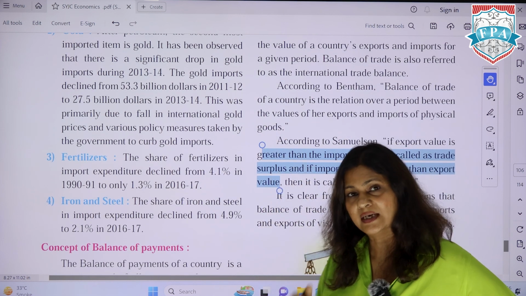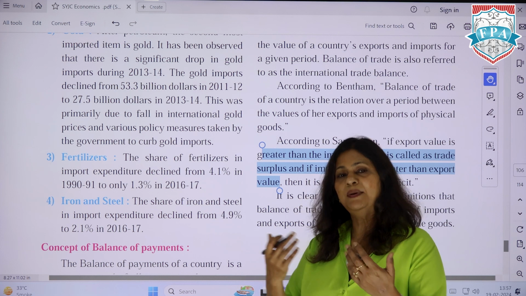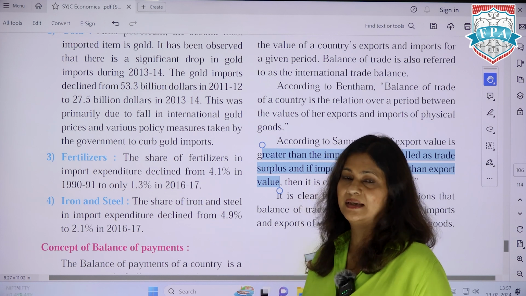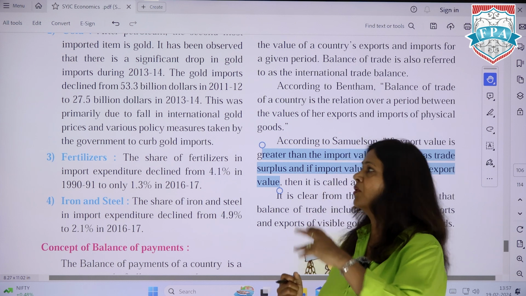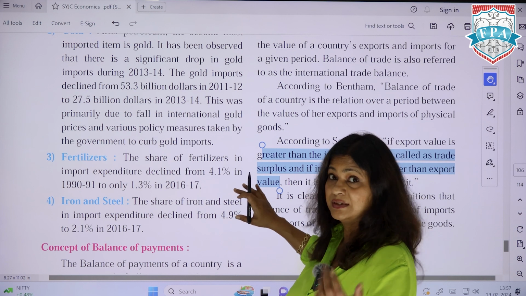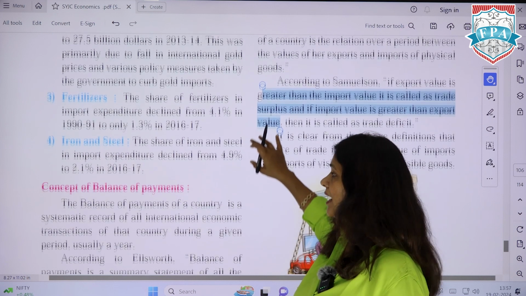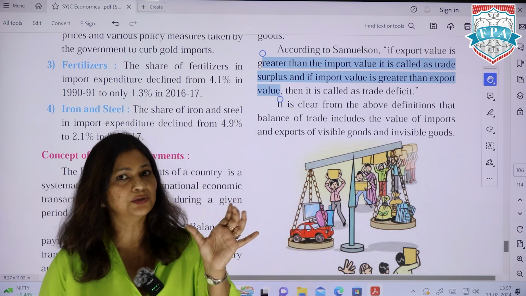पहले के मुकाबले फर्टिलाइजर्स का भी इंपोर्ट कम हो गया है. And last but not the least, आयरन स्टील का भी इंपोर्ट हम करते थे, but that also has decreased in the current year. So currently imports of iron steel, gold and fertilizers have fallen. So this is a trend you can talk about. Then you do get a 2 marker or you can say a short note लिखने के लिए.